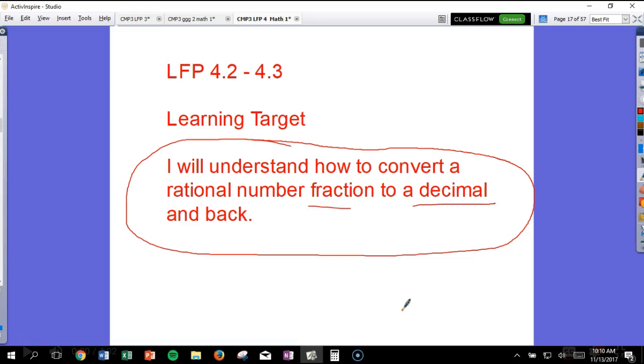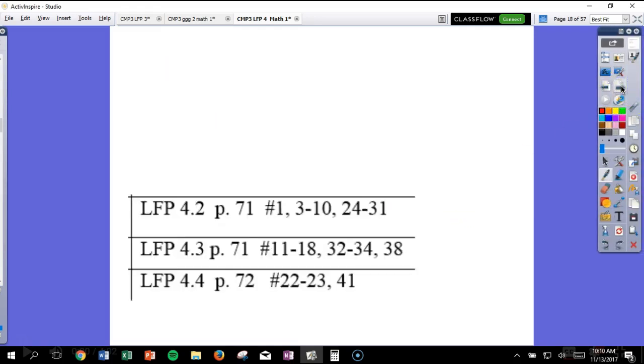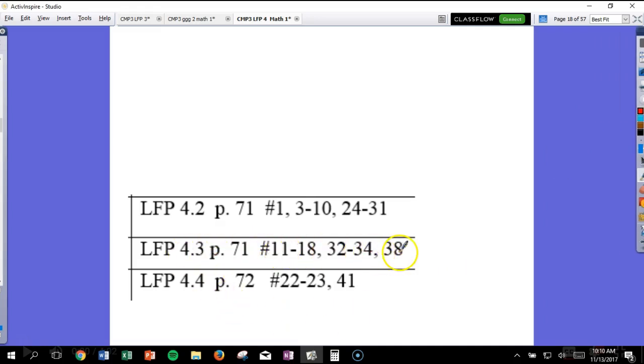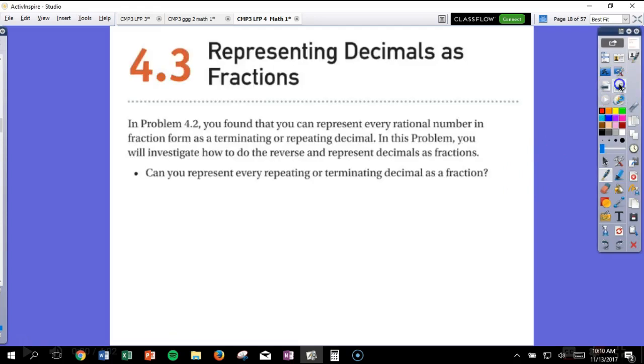Again, our learning target is I will understand how to convert a rational number fraction to a decimal and back. Yesterday, we converted a rational number from a fraction to a decimal. Today, we're going to look at converting a decimal back to a fraction. Our ACEs for 4.3 are 11 through 18, 32 through 34, and number 38.